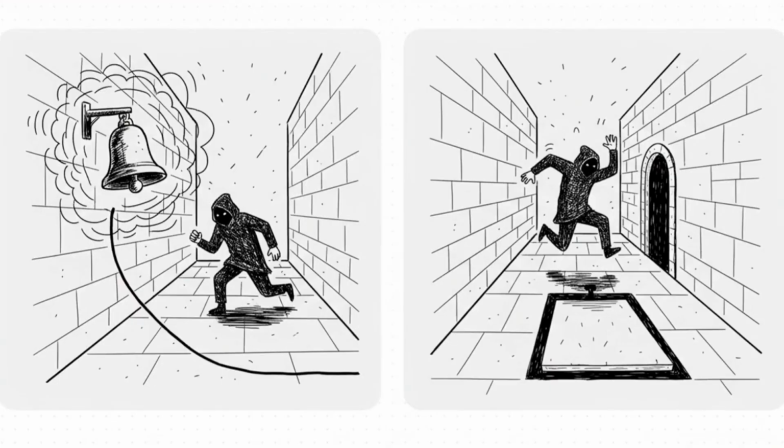An IDS, an intrusion detection system, is like a silent tripwire. It just watches the traffic go by, and if it spots something fishy, it sends an alert to the guards. But an IPS, an intrusion prevention system, is way more direct. It's like a hidden trapdoor. It sits right in the path of the traffic, and if it sees a threat, it doesn't just send an alert, it actively slams the door shut and blocks it right there.